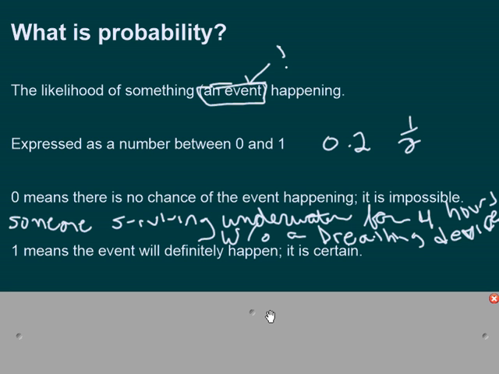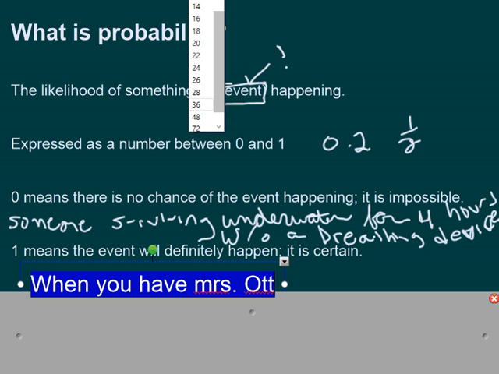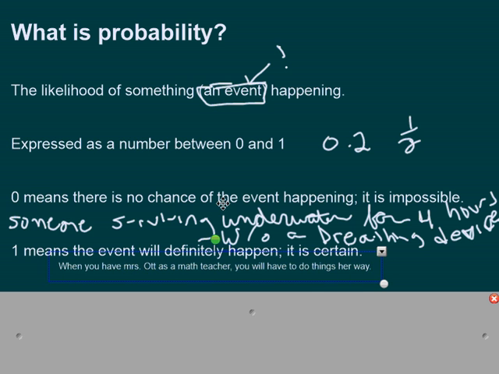Okay, 1 means that the event is definitely going to happen. It is certain to happen. So an example of this might be, when you have Mrs. Ott as a math teacher, you will have to do things her way. That is certain. Okay, there's no way to get around that, right? I'm always going to make you do it my way. Make sure you write that down too, guys, okay?